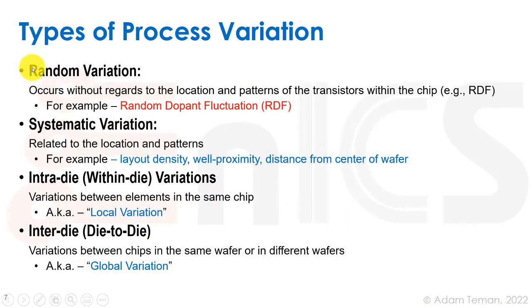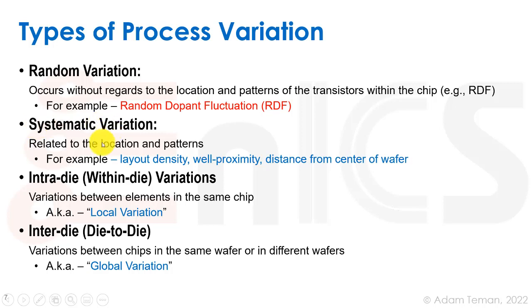So as we mentioned, there are different types of process variation. One is random variation, okay? Random variation occurs without regard to the location and patterns of the transistors within a chip. So RDF, or random dopant fluctuation, is the best known of these local types of variations, and really causes two transistors that are right next to each other to have different threshold voltages or different properties. But other things can also happen. For example, we have line edge roughness or line width roughness, because of little small variations that happen when we process things, and it can really make a difference between two adjacent transistors. It's not something systematic. It's not something across a large area.